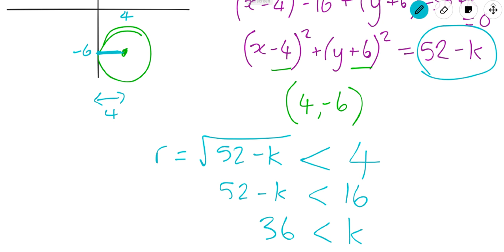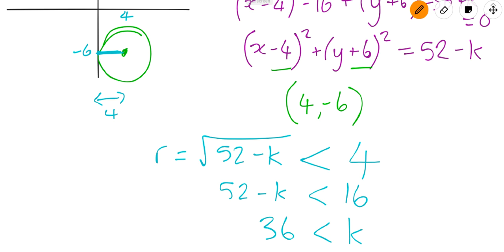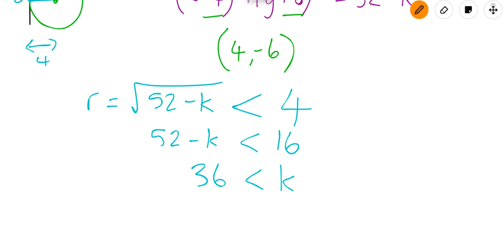Good. Is there anything else that k can't be? Are there any other limits to k? There is actually. This is harder to spot possibly. But a radius can't be negative. You can't have a negative radius, and you can't take the square root of a negative number. So that 52 minus k needs to be bigger than 0. It needs to be positive. So that means that 52 has to be greater than k. k has to be less than 52.